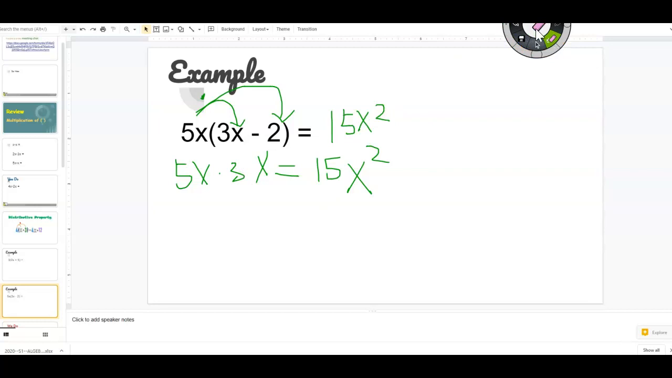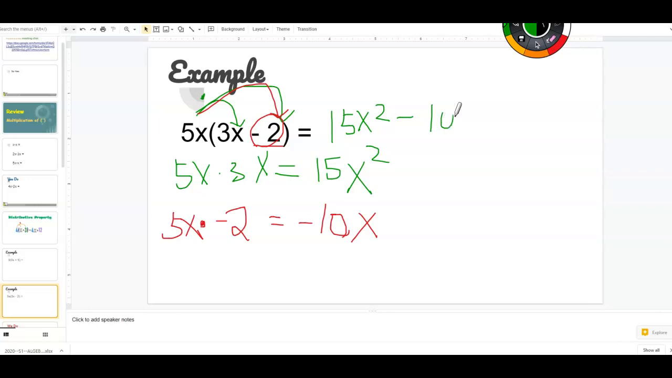Second arrow is 5x times the second term in the parentheses, which is negative 2. Don't forget the sign. Okay? So second is 5x times negative 2. Number part, 5 times negative 2 is negative 10. X part, you only have x, so just x. So it's negative 10x. So in the answer part, you put negative 10x, and that's it. Okay, next.